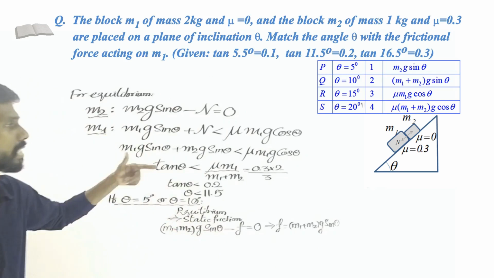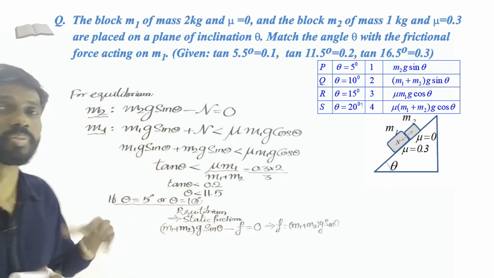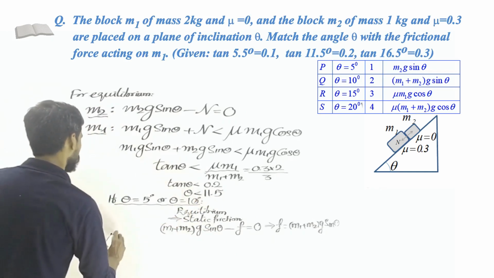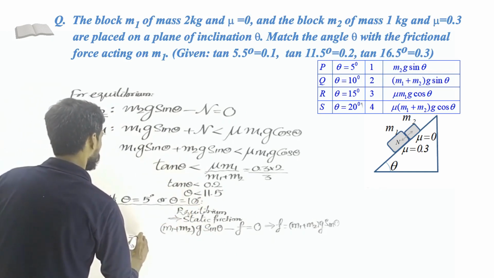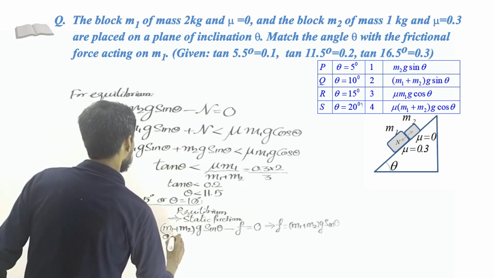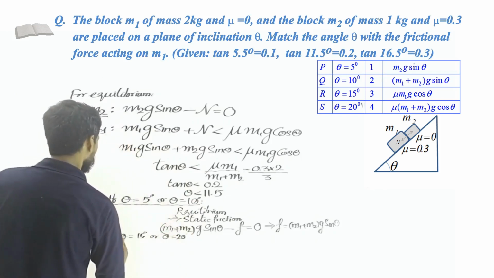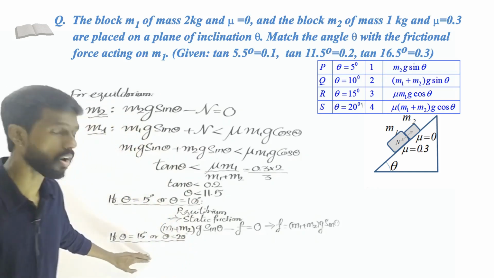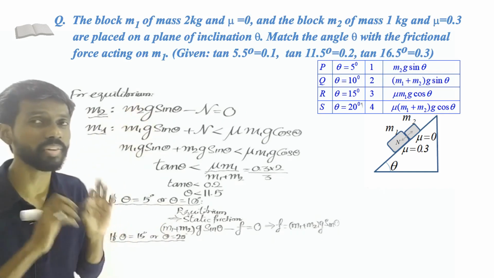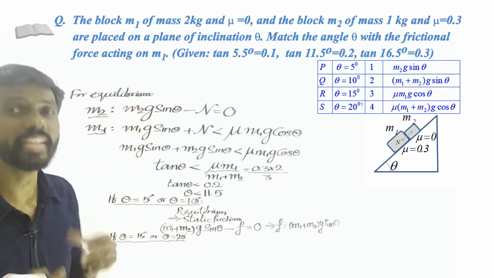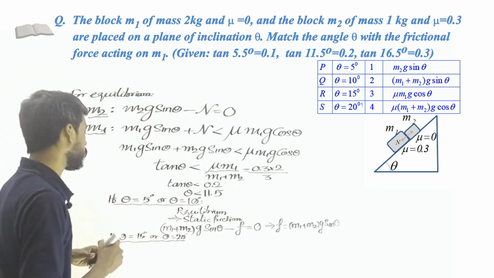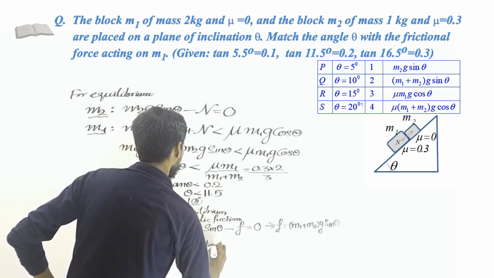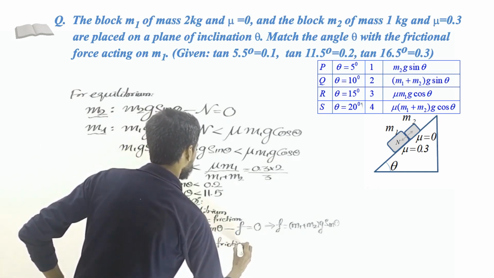But in the next case, when theta is 15 degrees or 20 degrees, in both the cases it exceeds this value. So if theta is equal to 15 degrees or theta is equal to 20 degrees, in these two cases what happens? These objects are sliding. That means the friction here is not static friction but kinetic friction. So what is the formula for kinetic friction?